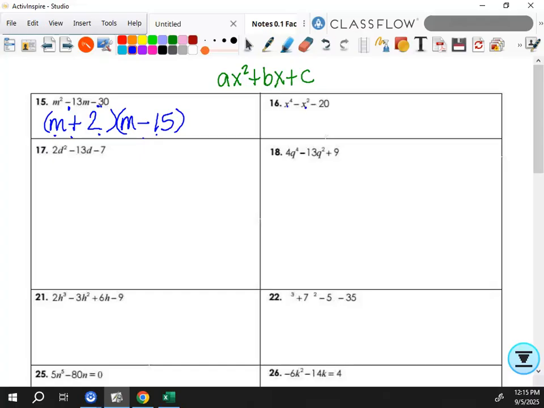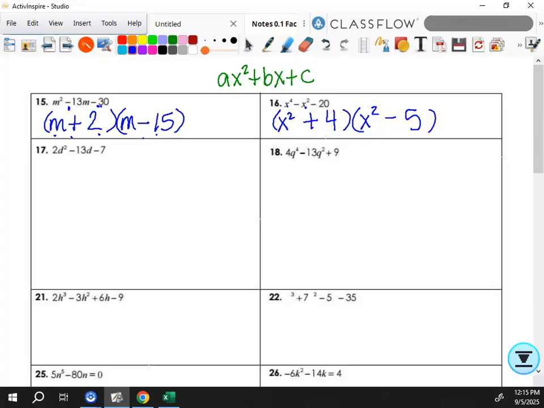So a is still 1, I can jump to this right here. And since that is x to the 4th, then I would have x squared and x squared here. The 20 is negative, so the signs are opposite. And 2 numbers that multiply to give me 20 and subtract to give me a negative 1: 5 and 4. And since this is negative, the bigger number is negative, so this is a 5, this is a 4.